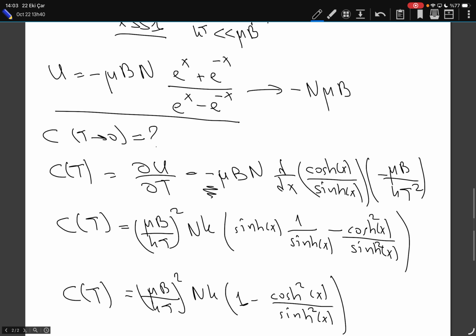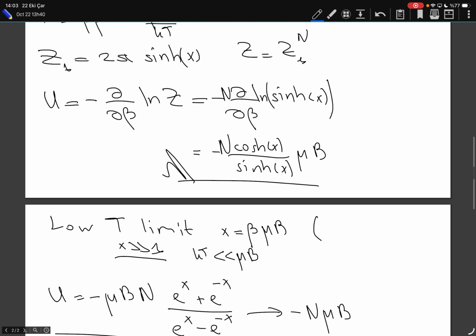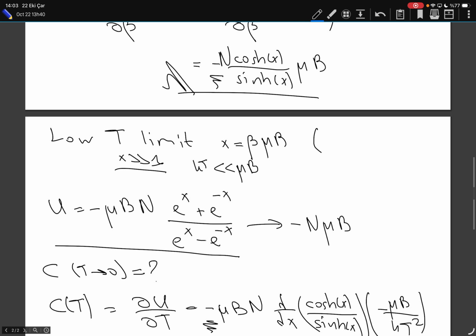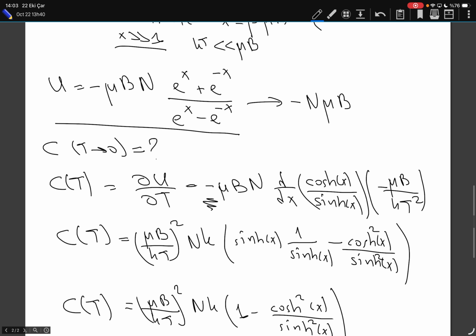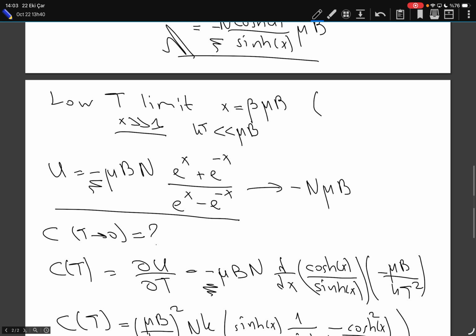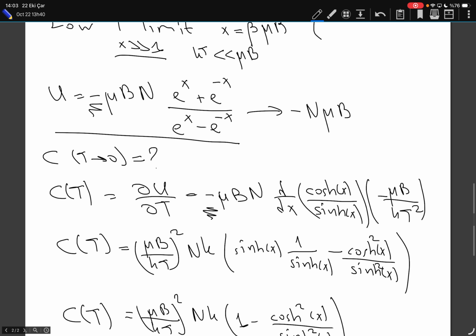Well, this is minus, because you see I have a minus over here. And that minus makes sense because u at the low temperature limit is minus n times mu b. That is what I expect. Specific heat is the derivative with respect to temperature. There is this minus sign, which is this minus sign actually. And then I have the derivative of x with respect to T, which is, since x is 1 over T, there is another minus sign over there.